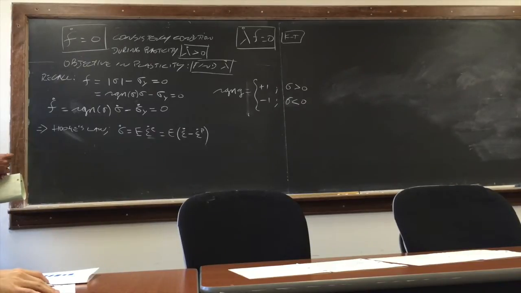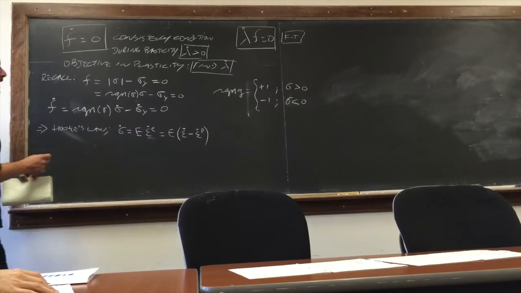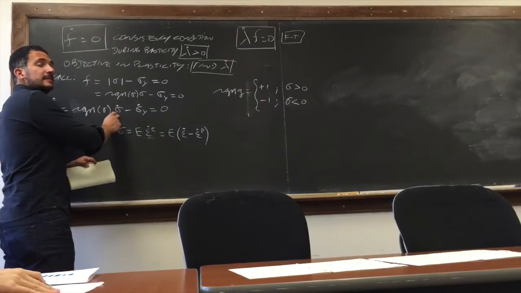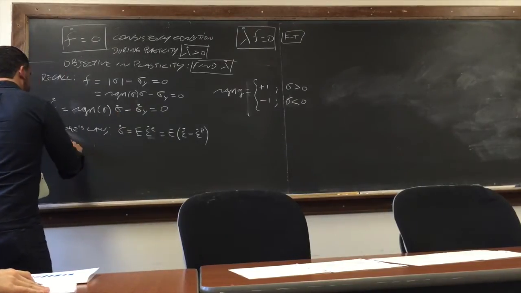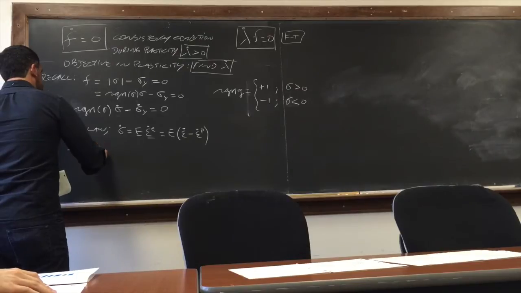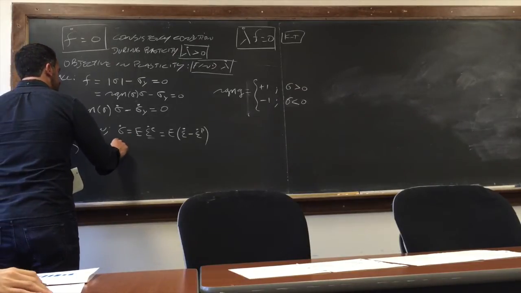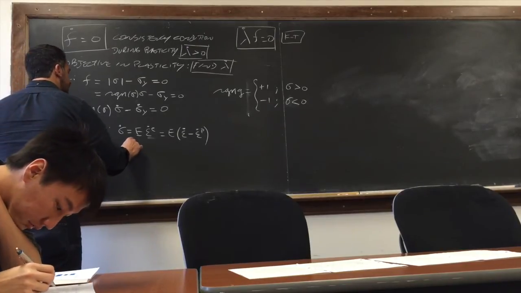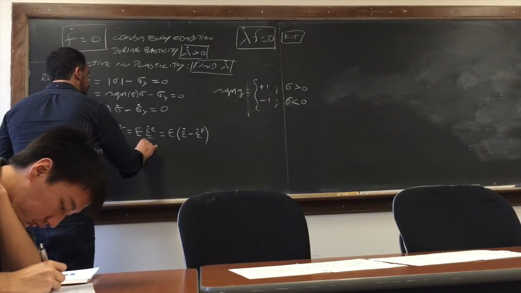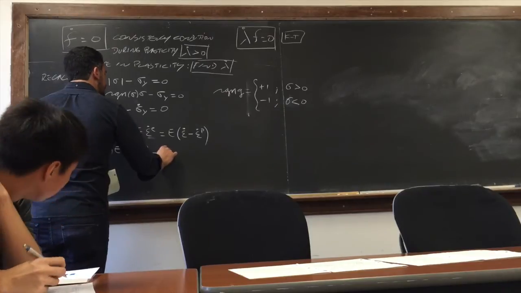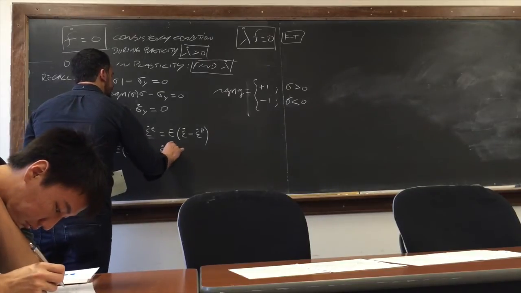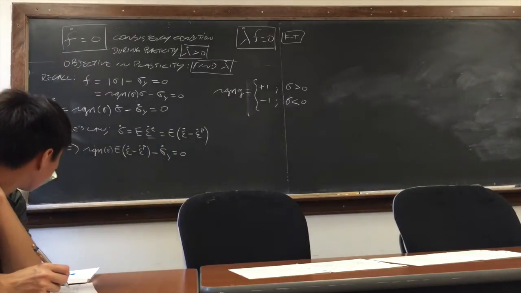Okay. And I replace that here, right? And I get that sign of sigma times E times epsilon dot minus epsilon dot P minus sigma y dot has to go.